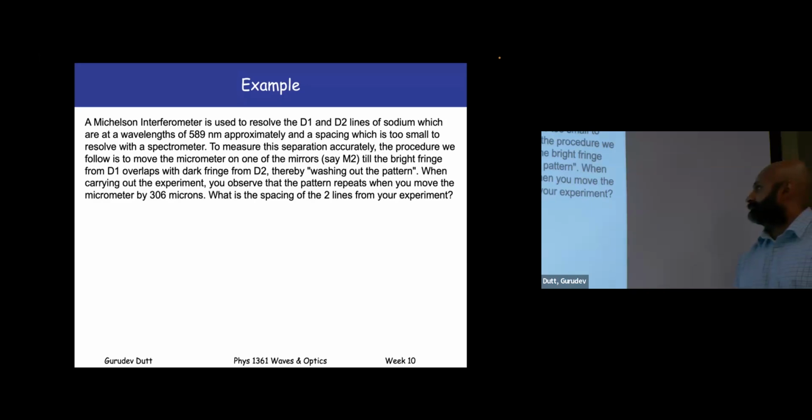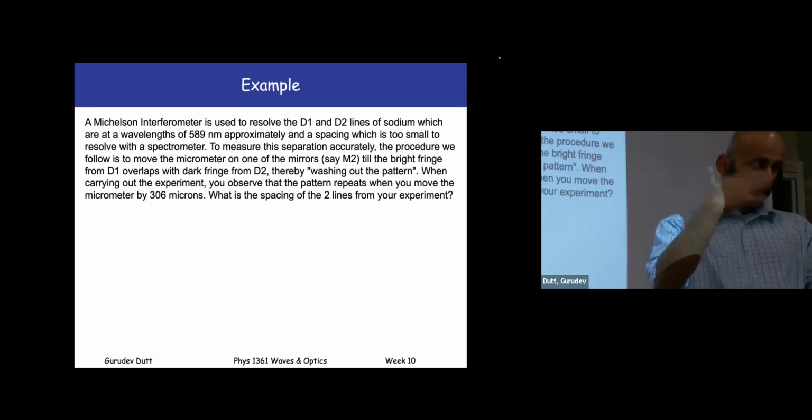And you observe in the experiment that this washing out happens when you move the micrometer by 306 microns. So now we want to ask what is the spacing of the two lines between D1 and D2. Okay. So any thoughts on how to start the calculation, knowing this? I've tried to explain the whole idea of it. Hopefully that was somewhat clear, but if not, you can talk among yourselves and think about how you might answer this question.